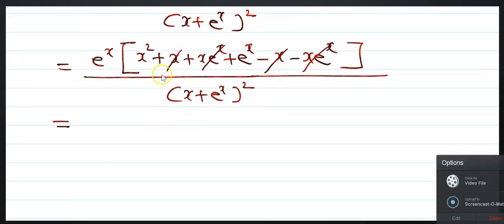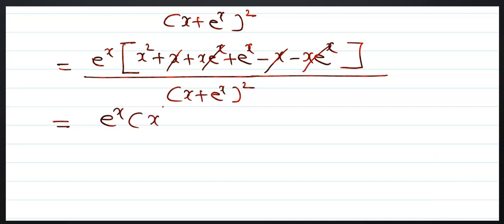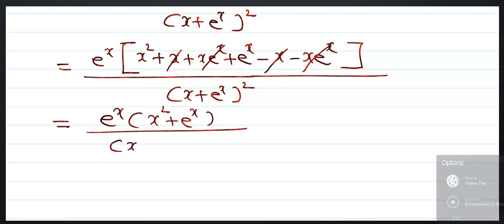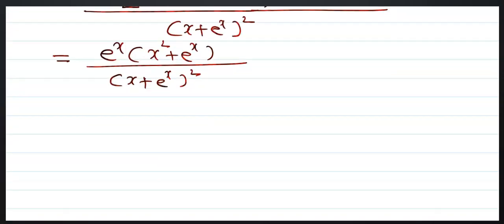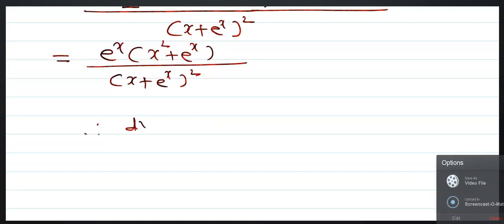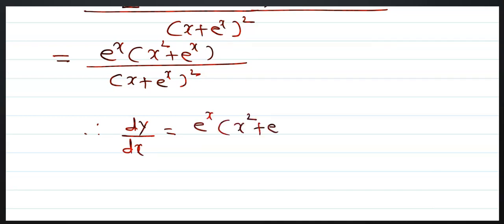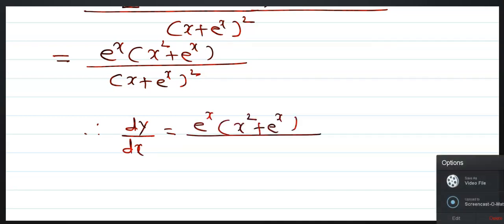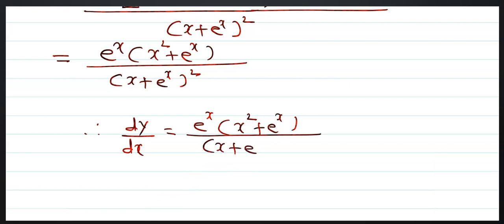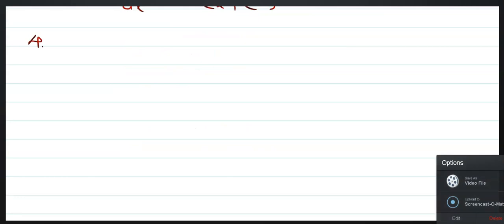Now the normal simplification is here, plus x and minus x get cancelled. x into e raised to x minus x into e raised to x, these two terms get cancelled. Therefore, e raised to x into x square plus e raised to x upon x plus e raised to x bracket square. dy by dx is equal to e raised to x in bracket x square plus e raised to x upon x plus e raised to x bracket square.